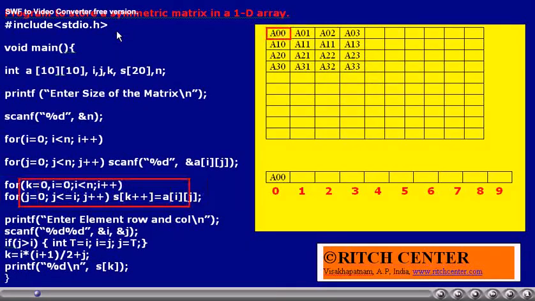Now let us try to simulate how really the 2D to 1D transformation takes place. How the lower triangular part of the matrix A will be stored in the 1D array S. Initially k value will be taken as 0, i is 0, and then the inner for loop j will be starting, j value is 0. Thus the A00 element of the square matrix is stored in S0.